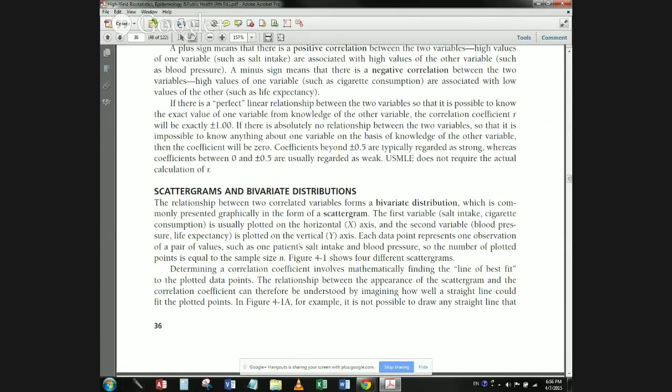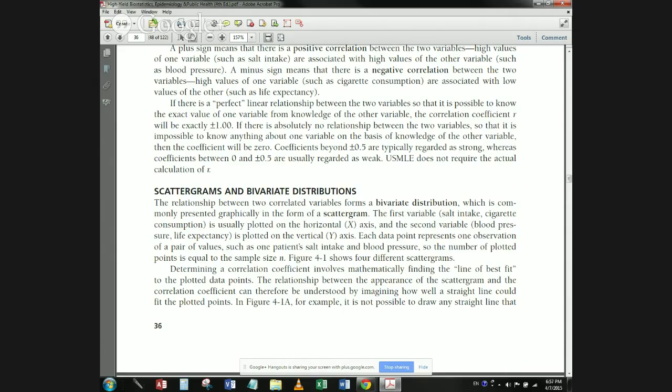Scattergrams and bivariate distributions. The relationship between two correlated variables forms a bivariate distribution, which is commonly presented graphically in the form of a scattergram. The first variable, salt intake or cigarette consumption, is usually plotted on the horizontal x-axis, and the second variable, blood pressure or life expectancy, is plotted on the vertical y-axis. Each data point represents one observation of a pair of values, such as one patient's salt intake and blood pressure, so the number of plotted points is equal to the sample size n.